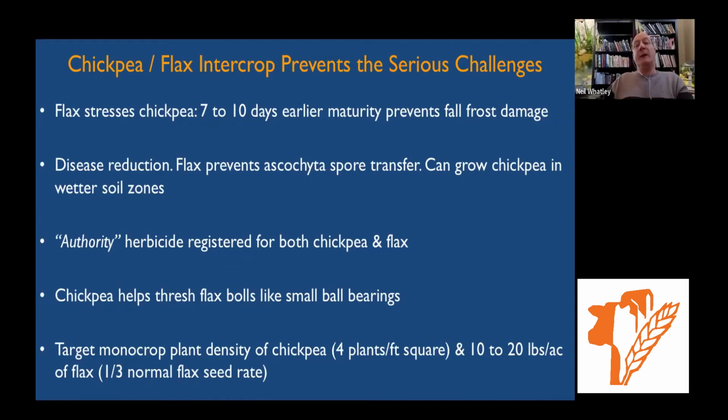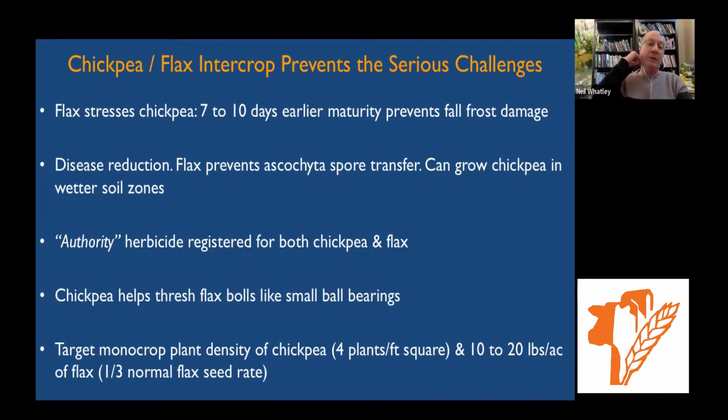So if Battle River Research isn't already growing this as an intercrop, it would be a good idea to maybe start, because Indian Head is the same soil zone as we're in at Battle River Research Group. So it might be an interesting research. Maybe Battle River is already doing it.